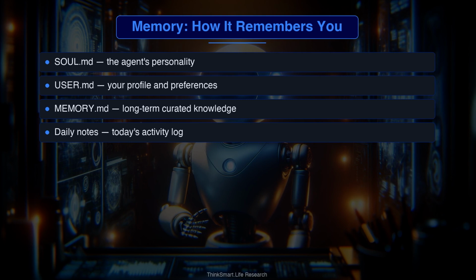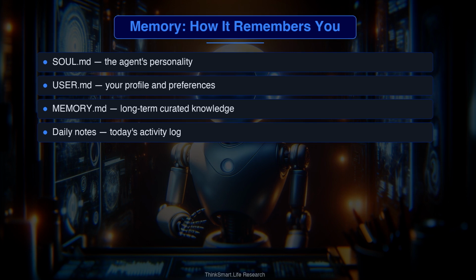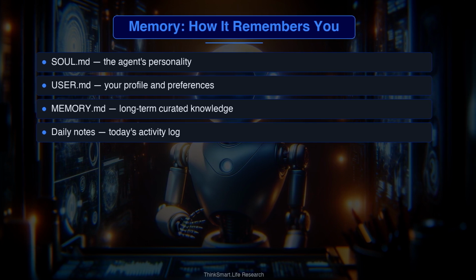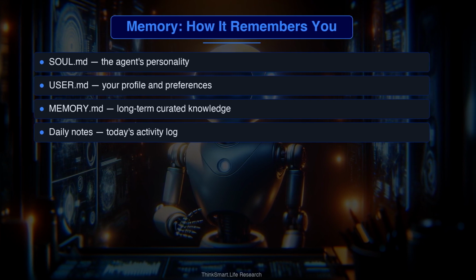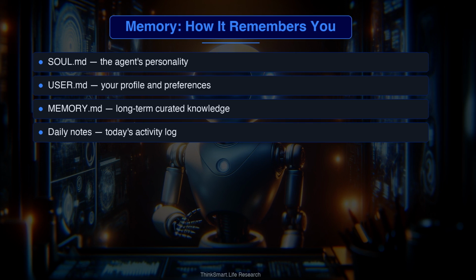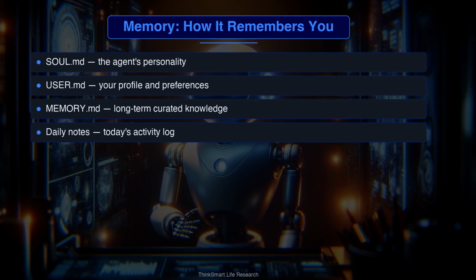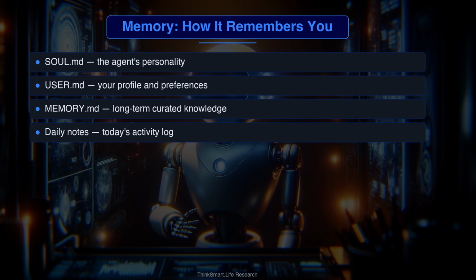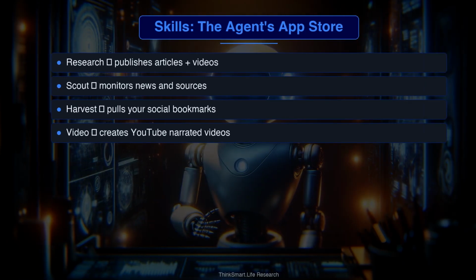Let's talk about cron jobs, how to schedule your agent to work without you. A cron job is an instruction that runs automatically at a specific time, with no human needed to trigger it. Think of it like a calendar reminder, except the reminder actually does the work for you. Real examples: every morning at 8 a.m., fetch top AI news, write a summary, post it to the feed.